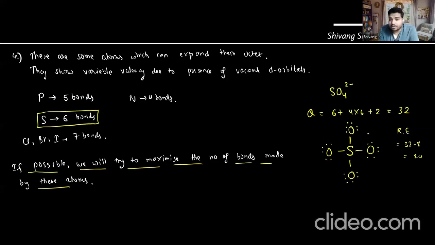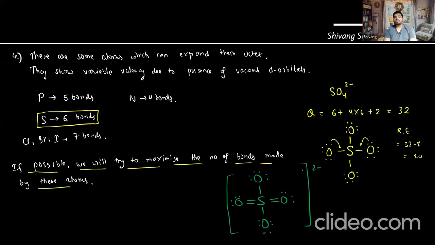How can we make 6 bonds? By converting these lone pairs to double bonds, right? Keep the symmetry open as much as possible. The final structure of sulfate ion is going to look like this. S double bond O, double bond O, 6 bonds with sulfur. Because it can make 6 bonds, it has vacant orbitals present. And this is the structure of sulfate ion. It is going to have an overall charge of 2 minus, right?